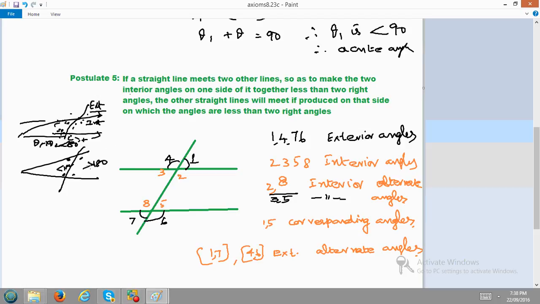Greater than 180 means it won't meet; it will expand. If it is less than 180, when it extends somewhere, it meets. That's what it means. Next, we will see some of the properties.